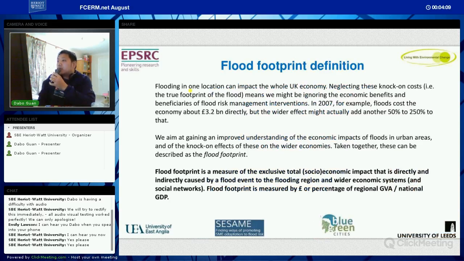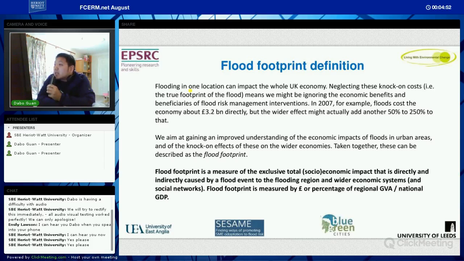The flood footprint: we have spent a long time trying to give a definition for that, although it still is not perfect. The background for doing this flood footprint analysis, why we invented this term, is that flooding in one local location can actually impact a much larger area, even the whole UK or the global economy. Ignoring those knock-on effects means we may ignore the economic benefits and beneficiaries of flood risk management implementations.